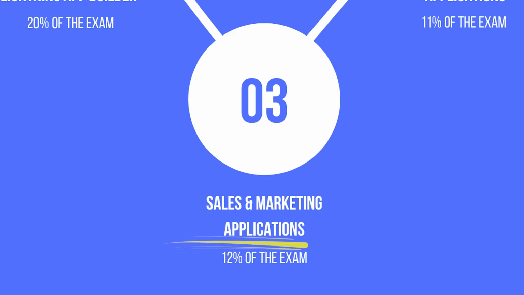The sales and marketing applications knowledge area makes up 12% of the exam. You can expect around 7 questions on the exam that deal with sales and marketing functionality. Some of the standard objects that Salesforce provides out of the box that are relevant for sales and marketing include contacts, accounts, leads, opportunities, campaigns, products, price books, and quotes. If you are unfamiliar with any of these objects, I'd recommend that you do a little bit more studying to understand their role in the sales and marketing lifecycle.